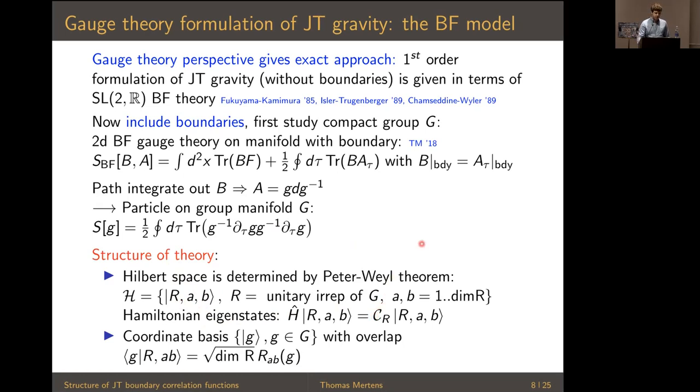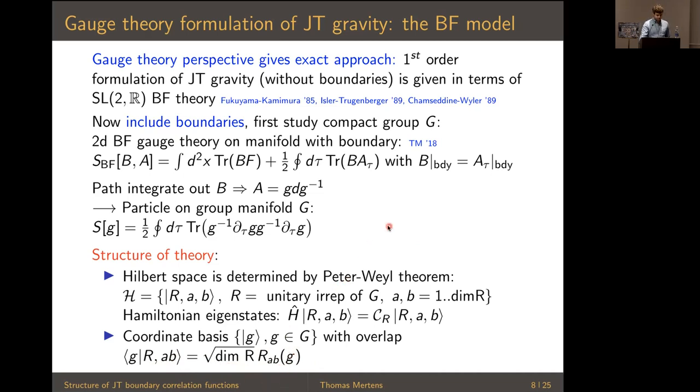Now there's a second basis that is useful, which is some sort of coordinate basis where you just take the group elements as the states, and they have a non-trivial overlap with these representation basis kets that is given, up to a factor of the square root of the dimension of the representation, by the representation matrix element, R_AB, as a function of G.